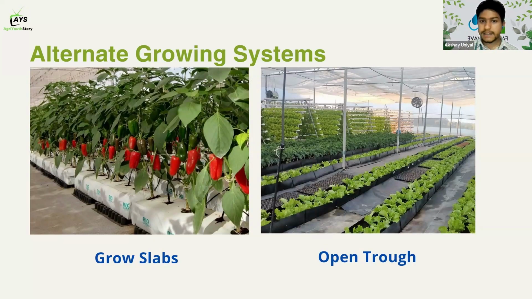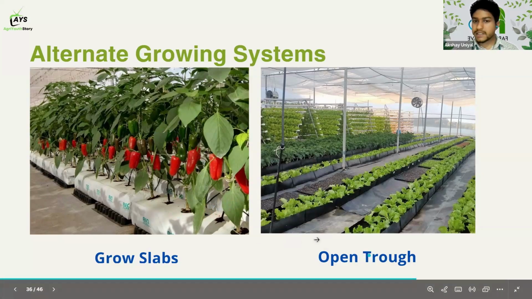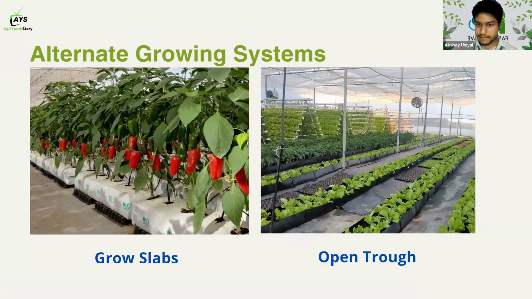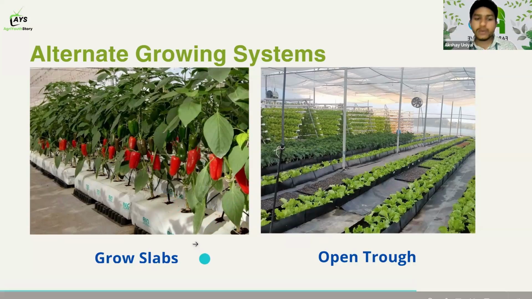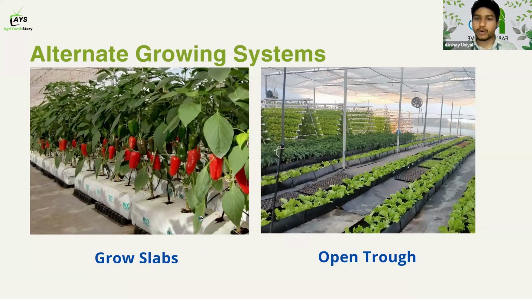For larger plants, there is something that we call grow slabs and open troughs. This is something that we did not talk about, alternate growing media for large plants. So these are two alternates for larger plants. One is called a growing slab. These grow slabs are nothing but pre-made grow bags.